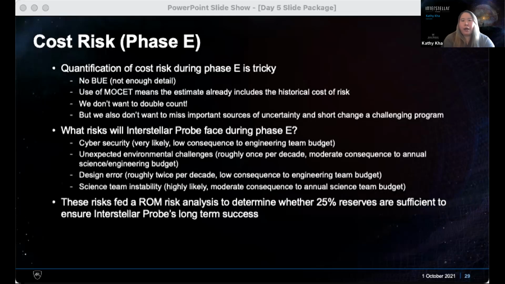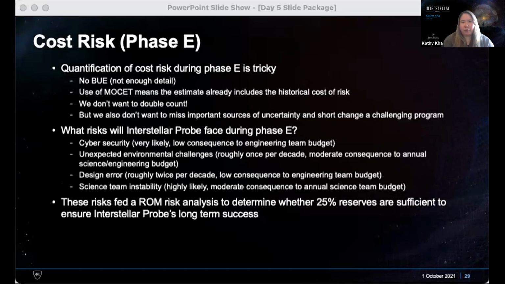So how did we quantify risk during phase E? We're not in the place yet where we can do a BUE since we don't have enough detail yet. So we ran MOSET. And what this means is, because MOSET is based off of historical data, it already includes the historical costs of risk. All of the missions in that underlying data set, what they experienced in terms of cost growth and cost risk, that's already baked into that estimate.